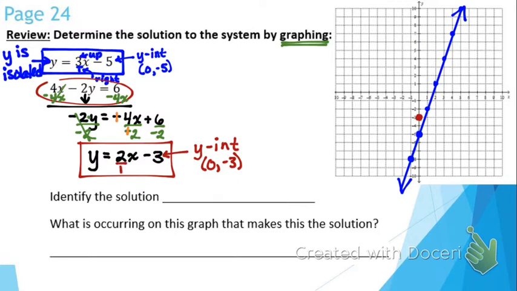I heard up 2 and then I got too far away from you. Up 2 over 1. And when you say over, you mean? Right, yes. Up 2 and to the right 1. Up 2 and to the right 1. Till I can't go any further. Back it up. And then grab my straight edge and draw through those points there. Where is the solution?